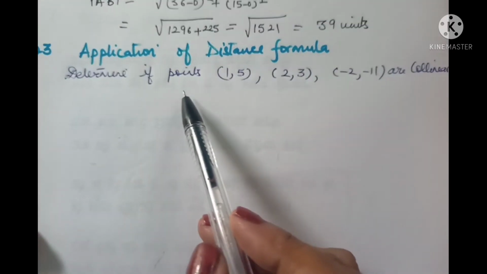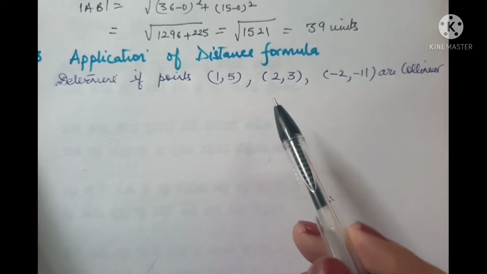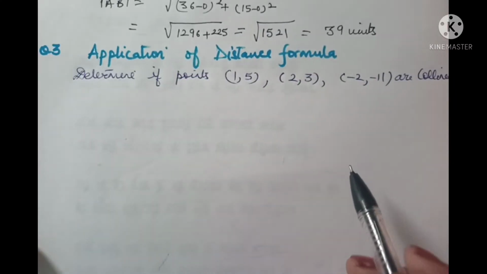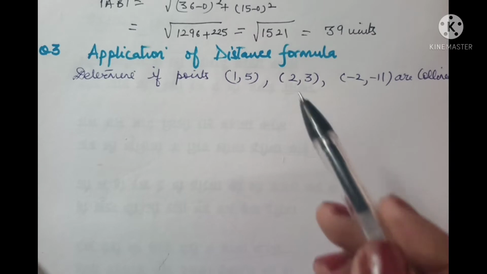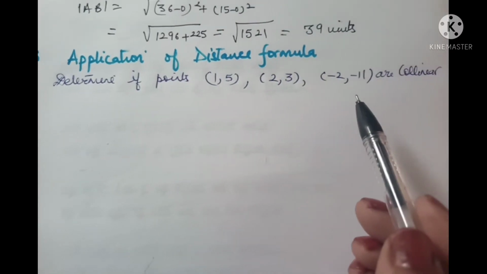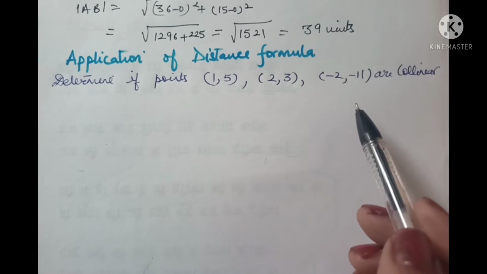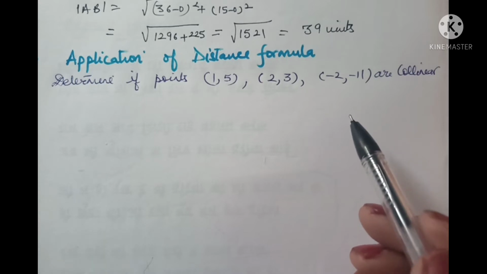Question number 3 says, determine if these 3 points are collinear or not. So actually this is the application of distance formula. Once you have learned how to find the distance between any 2 points, it can be used in various ways in the form of questions. For example, in this question, we have to tell if the points are collinear or not. In the upcoming questions, we have to tell if it's a parallelogram or not, square or not, whether they are the sides of a triangle or not. So wherever the concept of distance can be used, you can get a question on coordinate geometry.